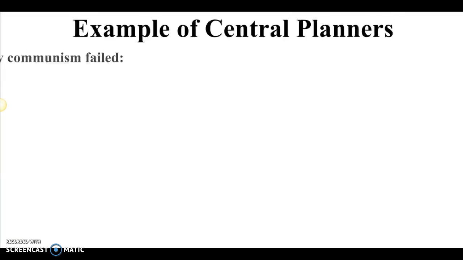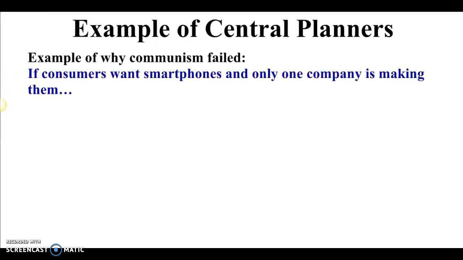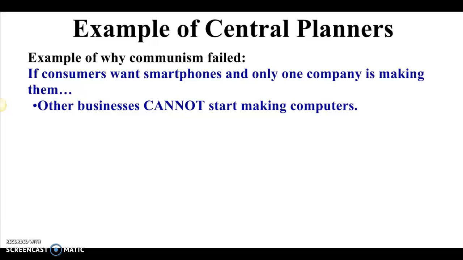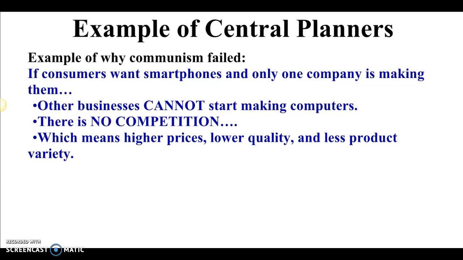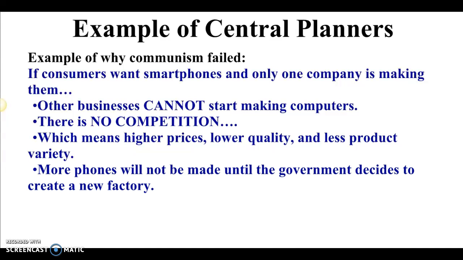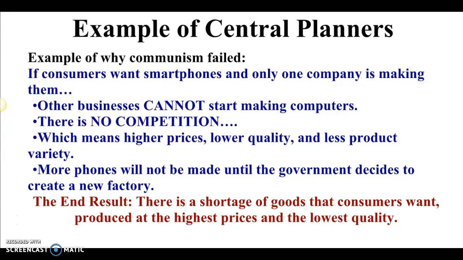So what are some examples of central planners? In other words, why has command systems failed? Because if a consumer wants a smartphone, only one company is making them. Other businesses can't start making more smartphone computers, right? There's no competition, which means there's going to be one price, low quality and no variety. More phones will not be made until the government decides to create a new factory. What's the end result? You have a shortage of goods that consumers want, right? They cost too much and their quality is poor.